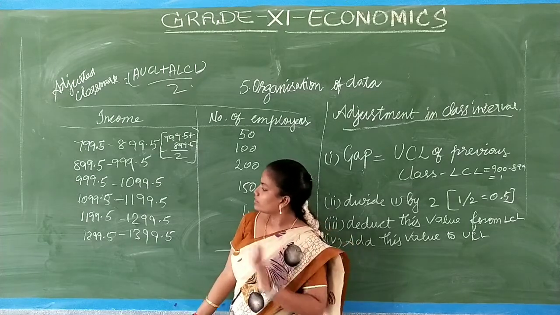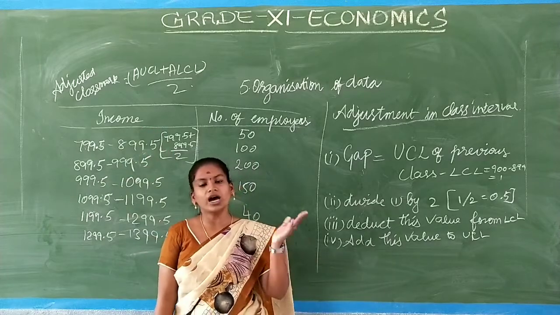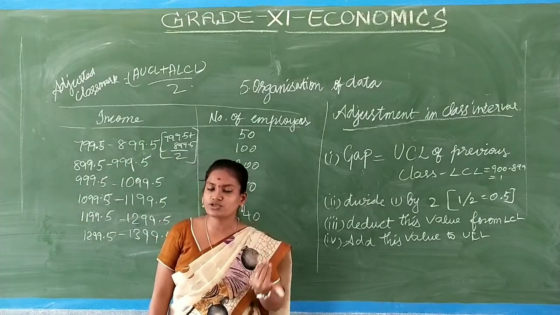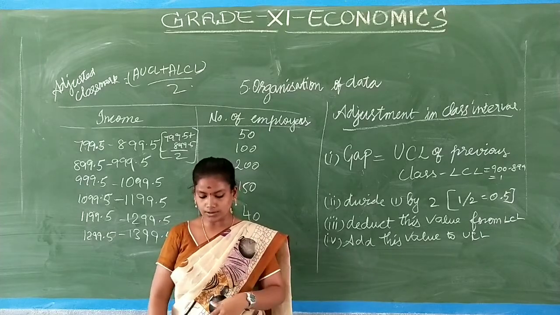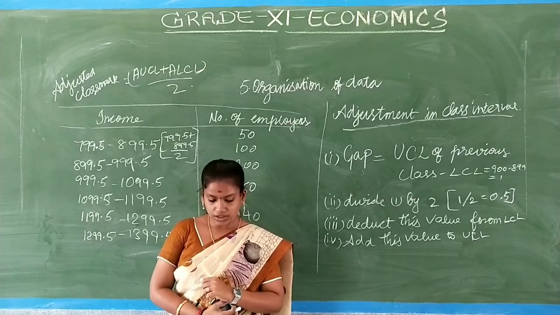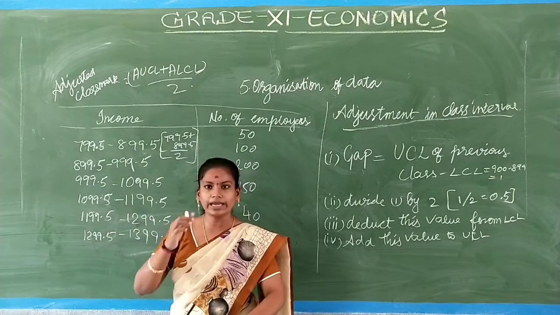Fine, children. And then what do you do next? You find the adjusted class mark. How do you do it? Adjusted upper class limit plus adjusted lower class limit divided by 2 is your adjusted class mark. Fine, children. What should we do next? This we have done. The final question that should be answered.